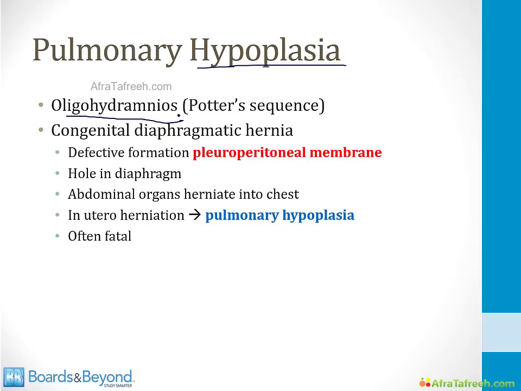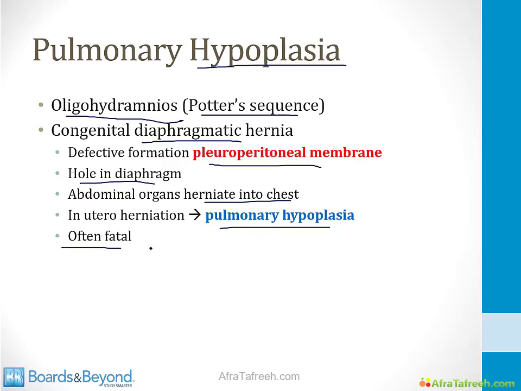And for this reason, pulmonary hypoplasia is one of the components of Potter's sequence, which I talk about in the renal embryology videos. The second reason a baby could develop pulmonary hypoplasia is if they have a congenital diaphragmatic hernia. This sometimes occurs in babies who have defective formation of a structure called the pleuroperitoneal membrane. Basically, these babies have a hole in the diaphragm and their abdominal organs herniate into the chest, and when this happens, this leads to underdevelopment of the lungs. This is often a fatal condition.